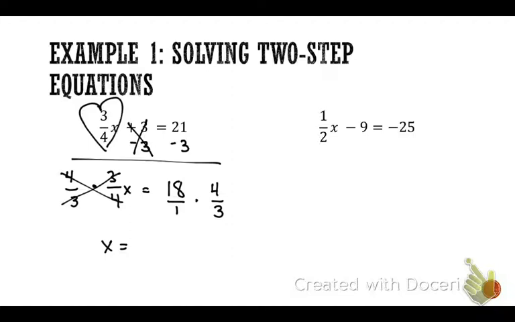Yeah, I would cross reduce by what factor? Okay, 3 and 18, reduce it by 3. And 18 divided by 3 is 6. 3 divided by 3 is 1. All right, now I'm ready to multiply my fraction. All right, so what's 6 times 4? 24. So x equals 24/1 or just 24.